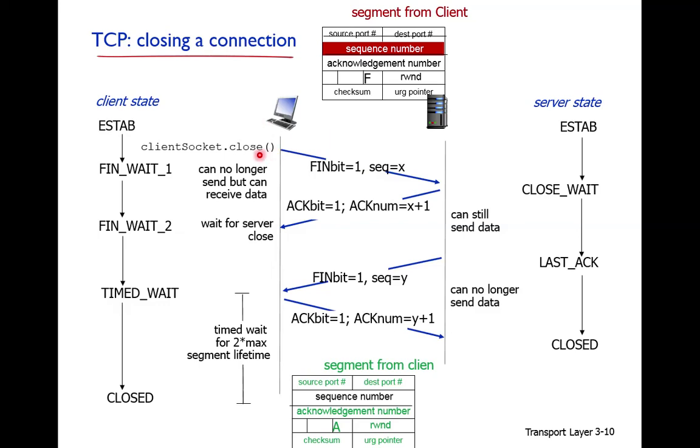Similarly, we took the example that the client wants to close the connection. But it can also be that the server wants to close the connection first. So suppose this message is not sent and the server wants to close the connection first, so the server will send this message. So the connection close can be initiated either by the client or by the server. Here we took the example that it is initiated by the client, but it can be initiated by the server. The server can first choose to close the connection.